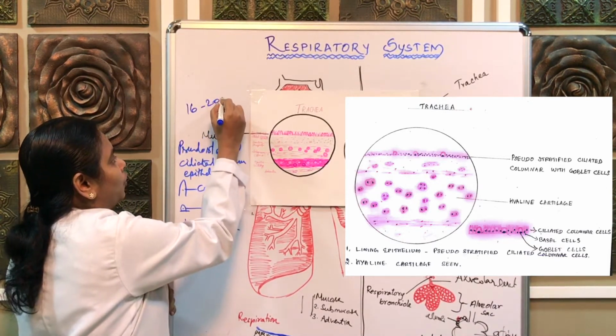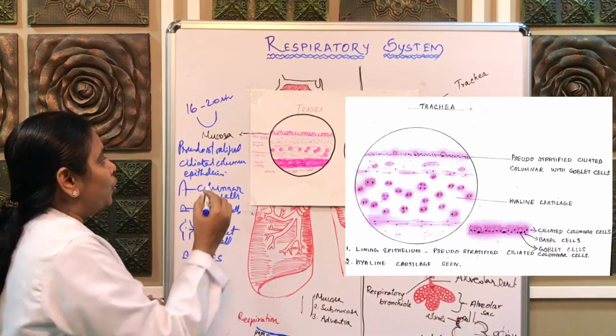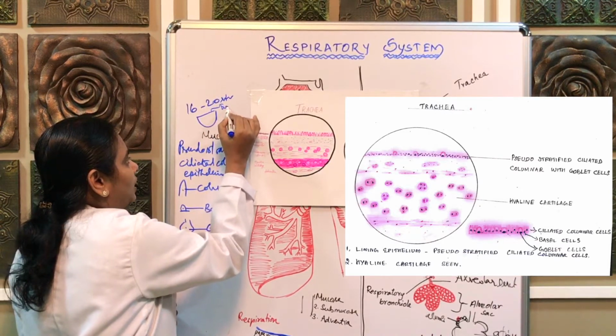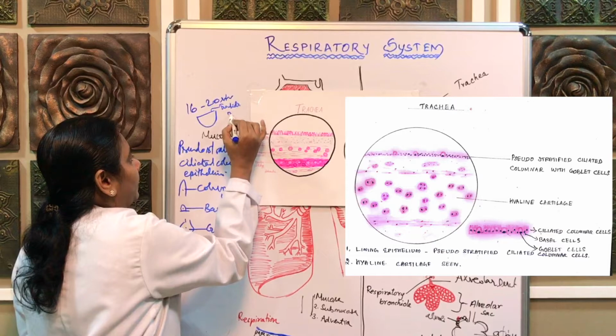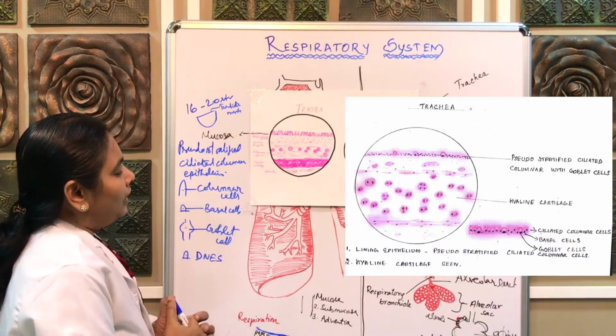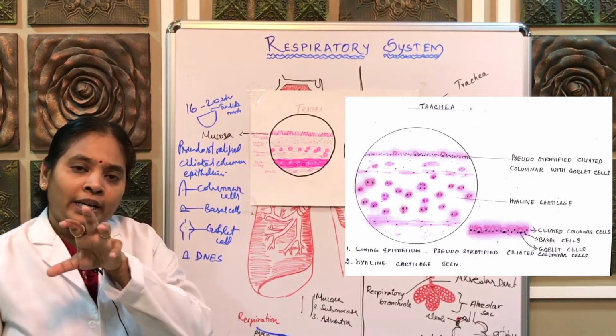Everything is MCQ. What is the structure? C-shaped structure, and it is posteriorly deficient, but it is supported by one muscle. What is that muscle? Trachealis muscle. These are all the important things you have to know. This is about the trachea. Like the trachea, the principal bronchus is also like your trachea.